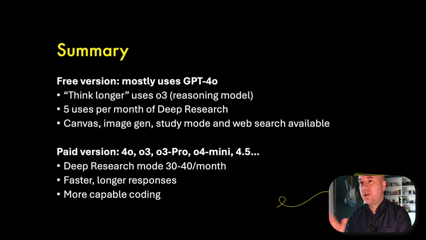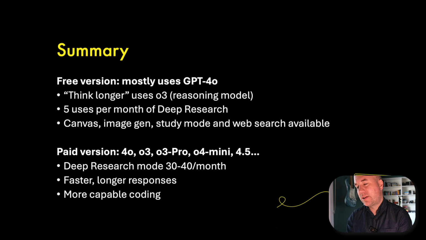Okay, so a quick summary just to wrap that up. In the free version, you're mostly using GPT-4o, which is the basic model. Okay, you can use Think Longer for a reasoning model which uses O3 but with limited use. You get about 5 uses per month of deep research. You get Canvas, image generation, study mode, and web search, all with slightly limited or restricted availability.